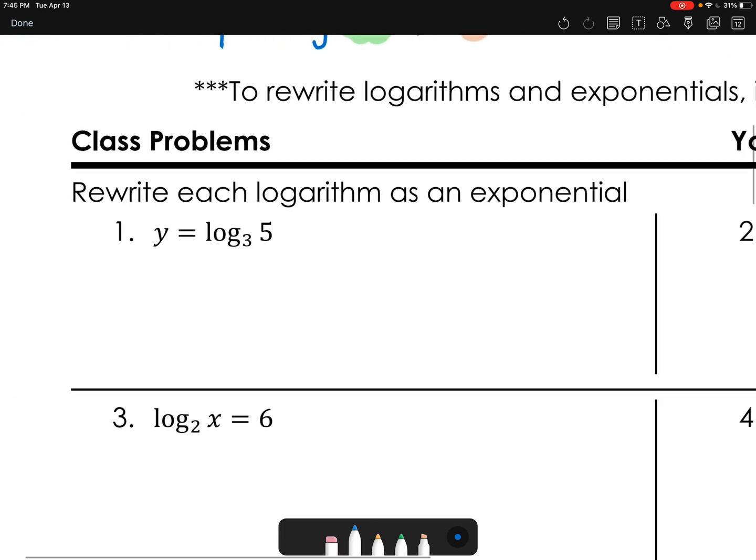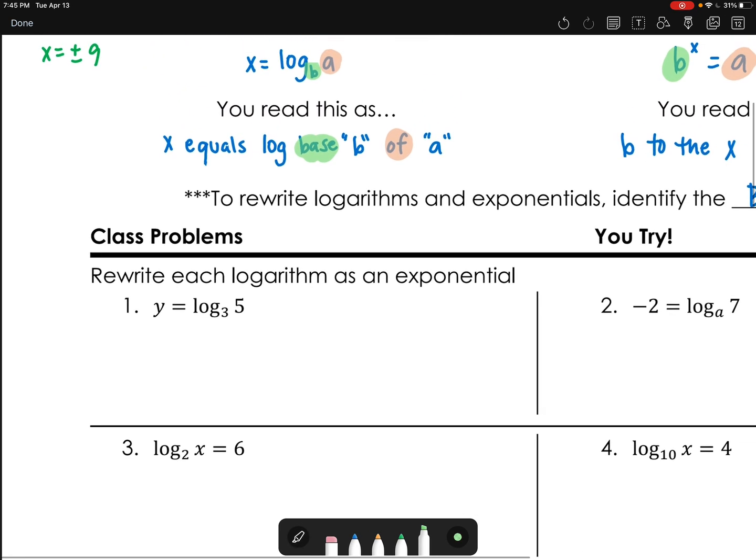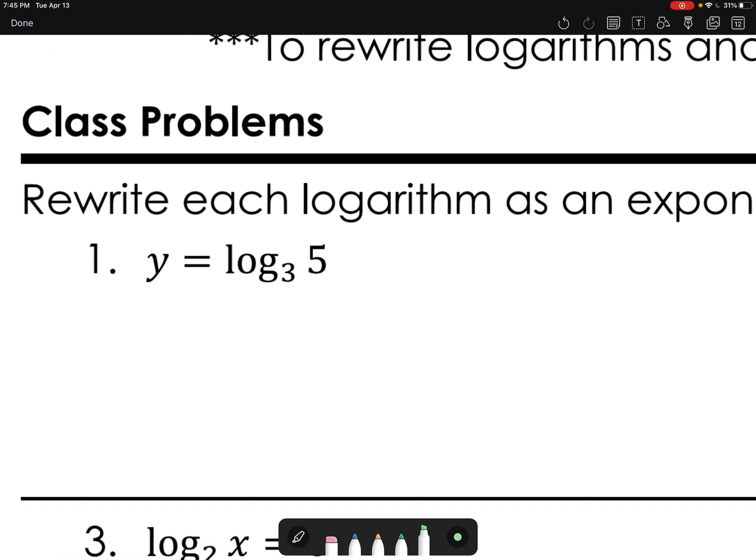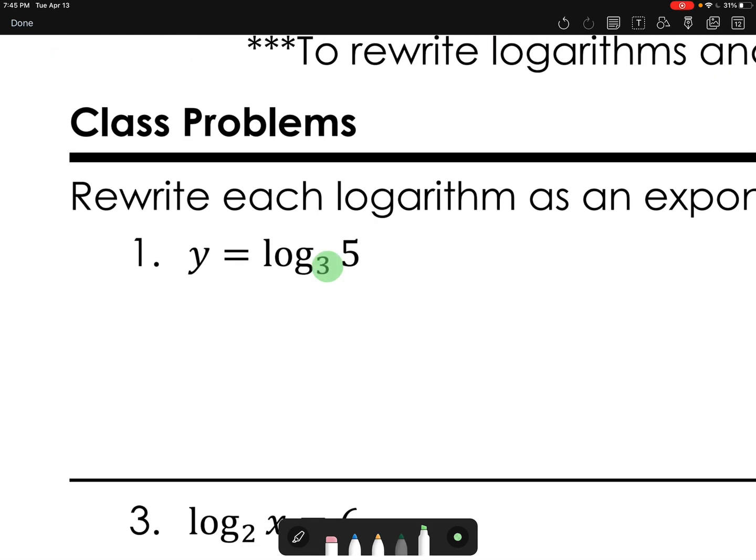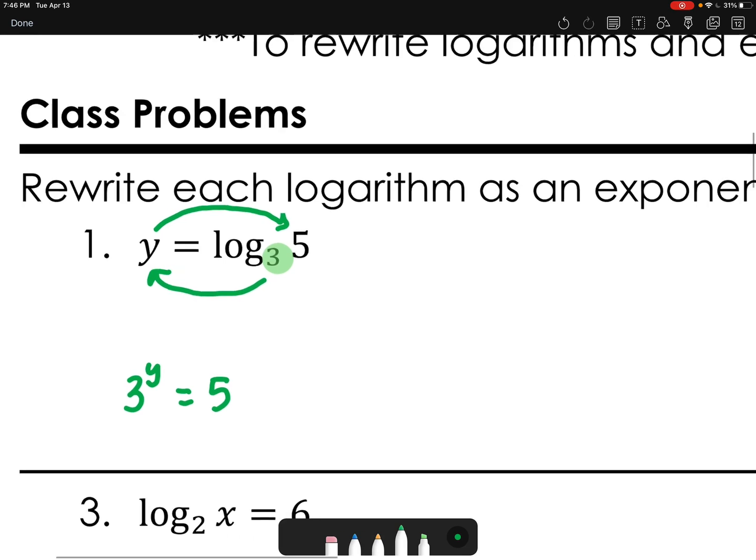So I told you the first thing you need to do is find the base. And when it's written in log form, your base is down at the bottom. It's this 3 right here. And so how I would do this is I start with my base, and since it's in log form, I want to write it in exponential form. So I'm going to go to my base, and I'm going to go in a circle across the equal sign. So I'm going to say 3 raised to the y equals 5. And I just went from log form to exponential form.